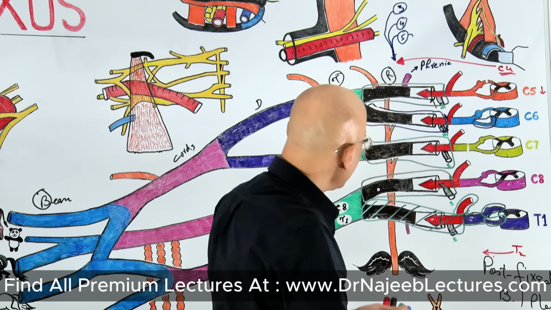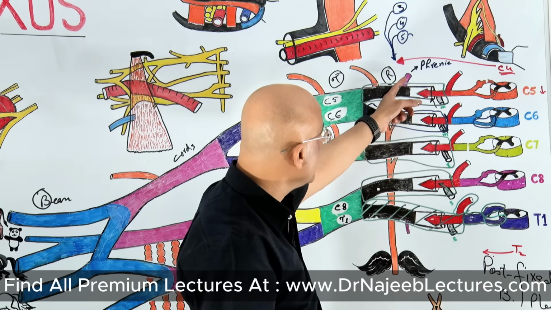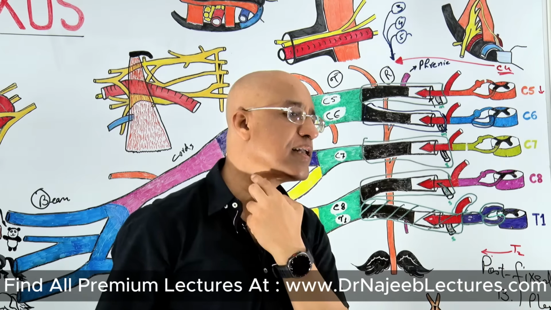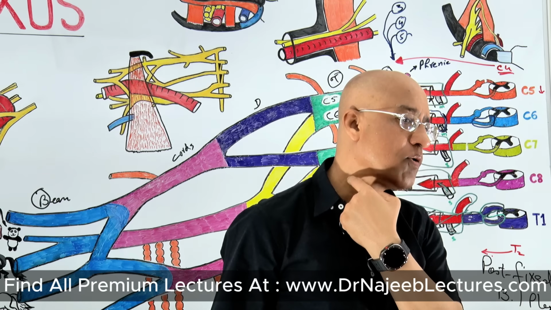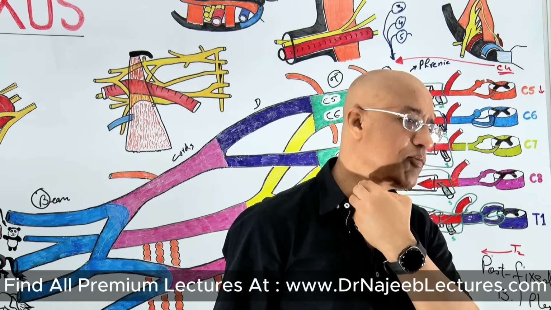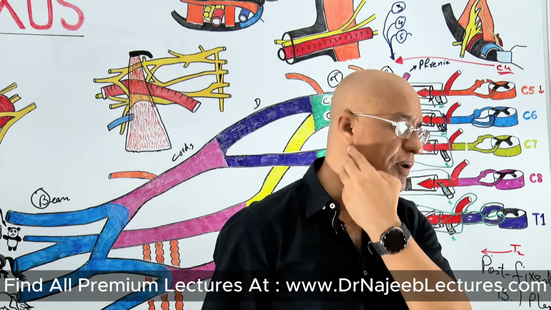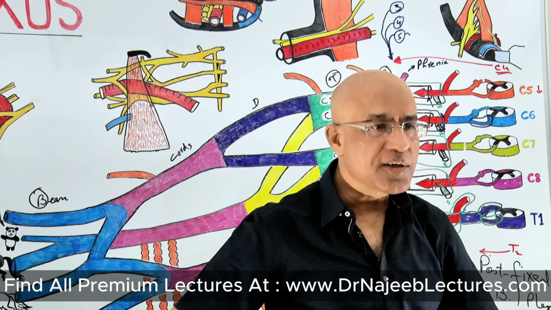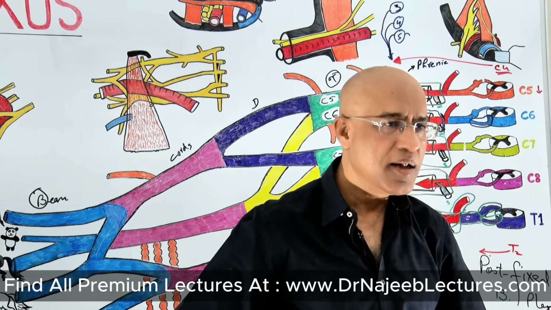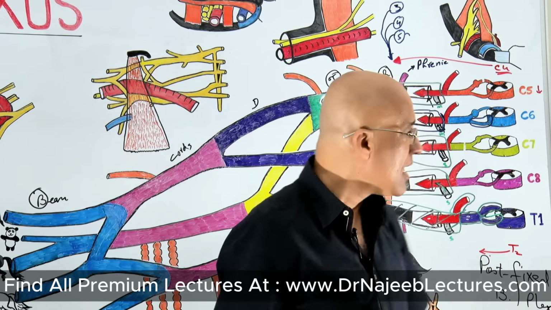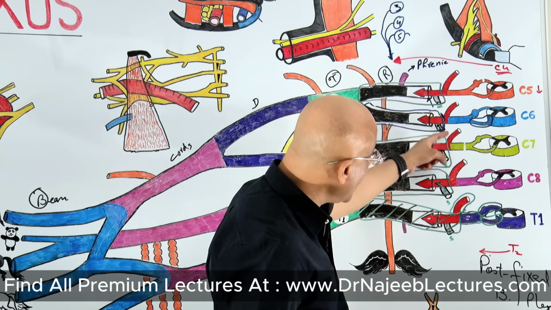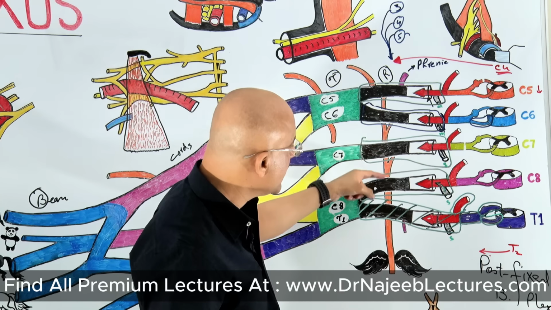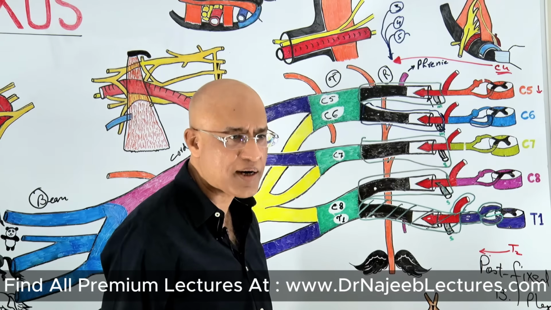So C5 gives a twig to, what is this? The phrenic nerve, which has C3, 4 and 5, and it will descend downward, and for example, if it is the right phrenic nerve, eventually it will mainly supply the right hemidiaphragm. Is that right? Of course, from all other roots, there's nothing going to the phrenic nerve.